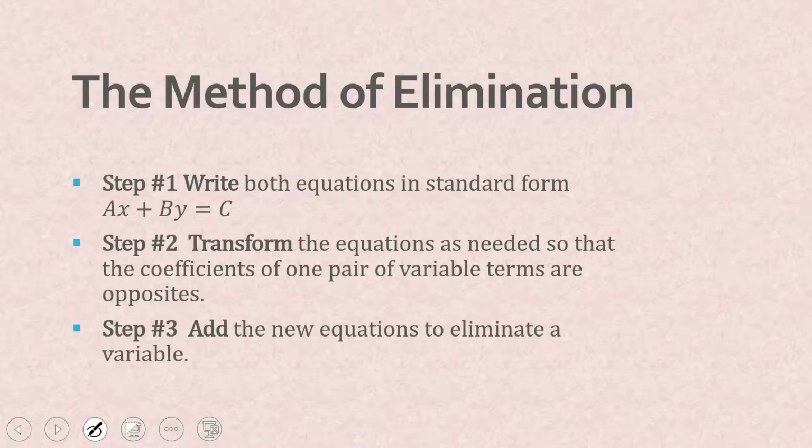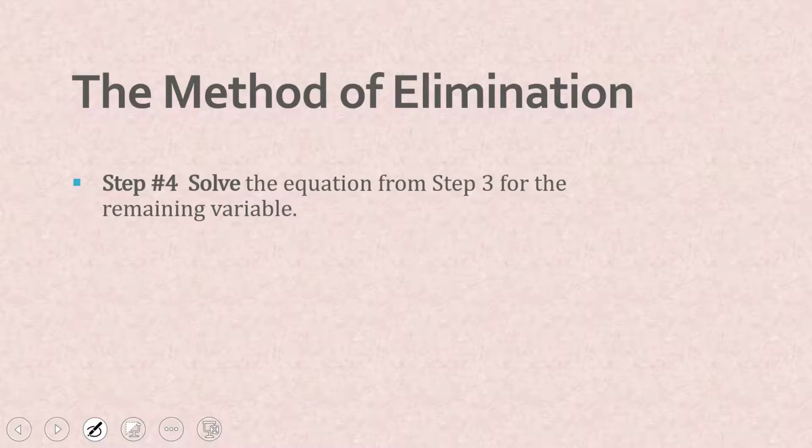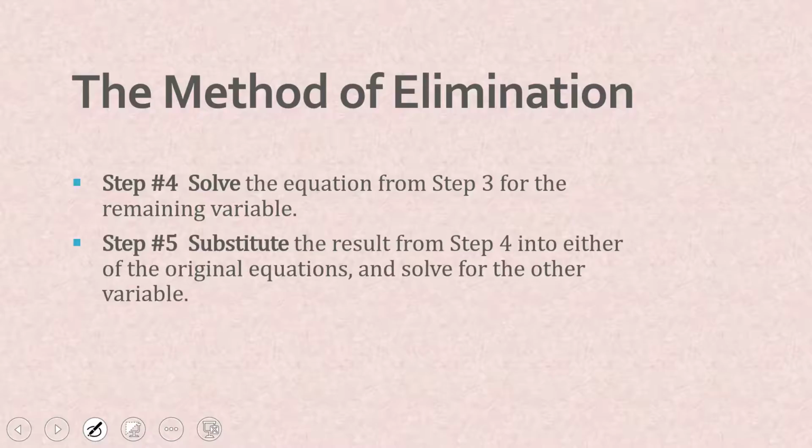Since you transform the equations in step 2 so that for one of the variables at least the coefficients are equal but opposite, one of that variable should eliminate when you add straight down. Step 4, solve the equation from step 3 for the remaining variable. Step 5, now that you have a value for one of the variables, you can substitute the result from step 4 into either of the original equations and solve for the other variable.